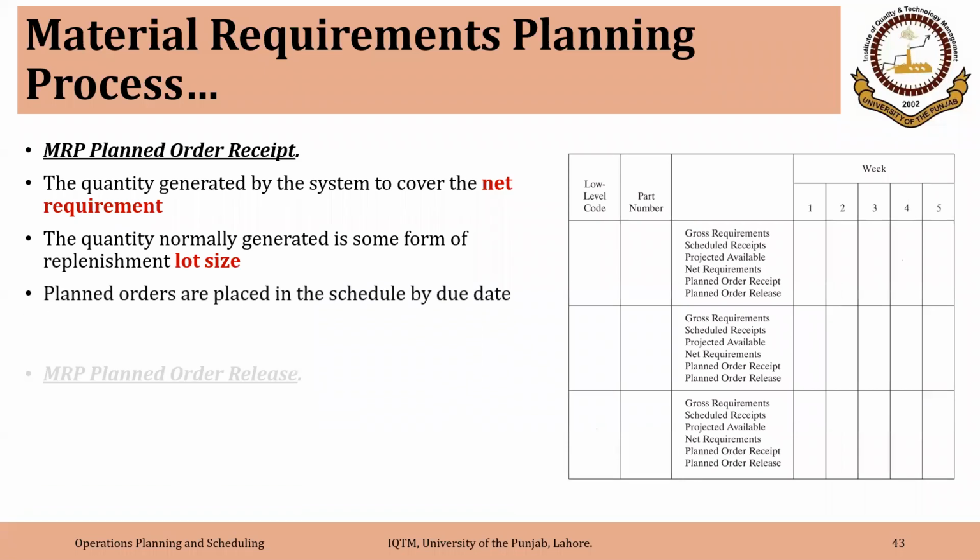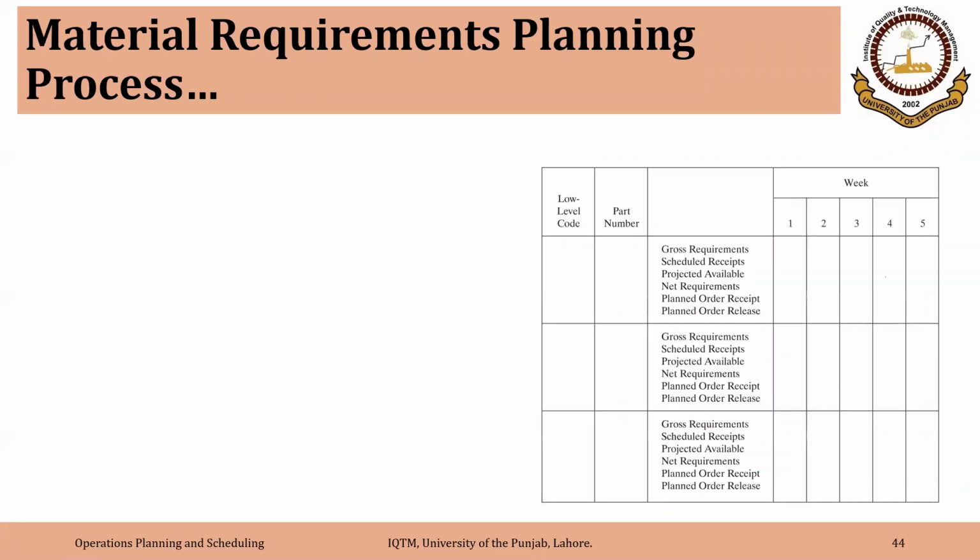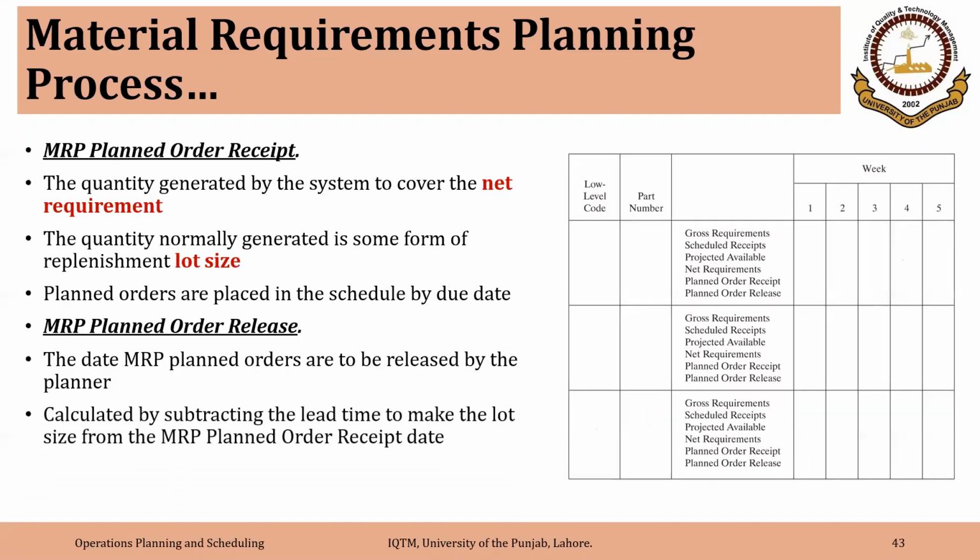Then we have planned order receipt and planned order release, the last two entries. The planned order receipt, the second last, is the quantity generated by the system to cover the net requirements. Based on the net requirements, there is a planned order release, and when that quantity is received, that is called planned order receipt. The quantity normally generated is some form of replenishment lot size, so this quantity depends upon the lot size.